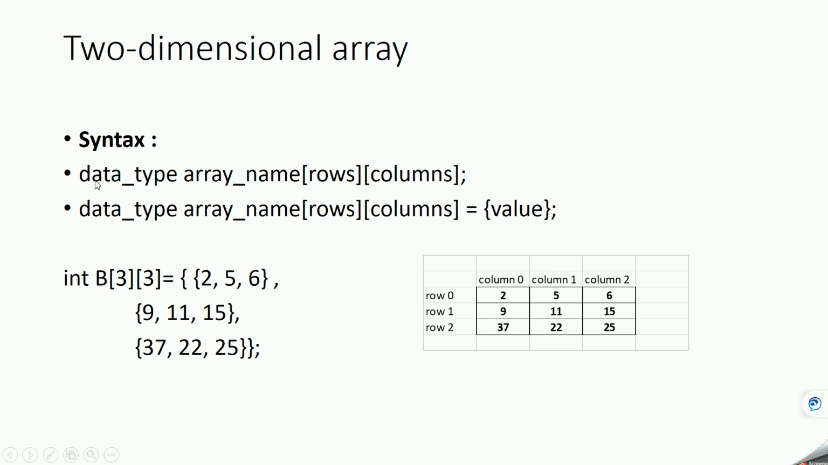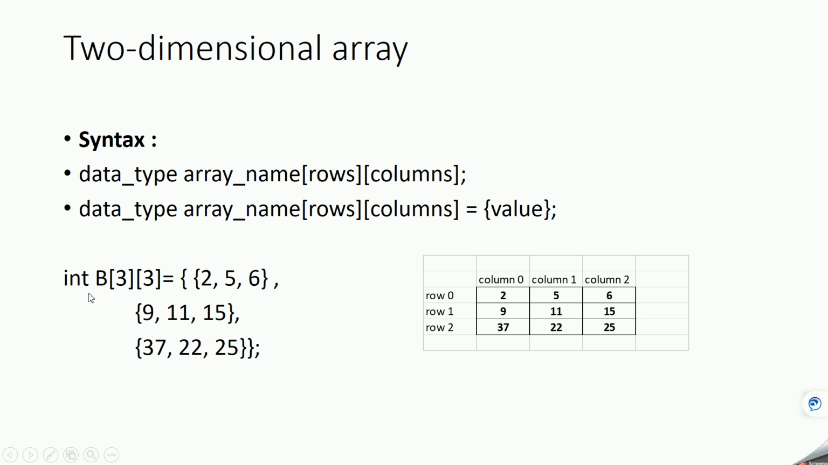We can write the two-dimensional array using the following syntax. You will give the data type first, then the array name, then the number of rows and the number of columns, and then a semicolon. And there is another way you can declare a two-dimensional array. One is you give the data type, array name, rows and columns, and equal to the values, whatever values you want to give. So let's see an example.